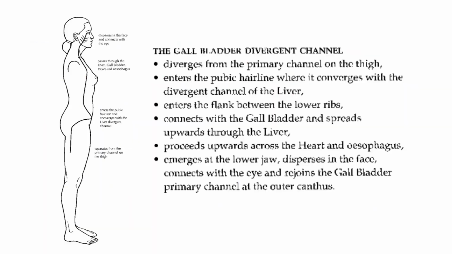To recap, the gallbladder divergent channel diverges from the primary channel on the thigh, enters the pubic hairline, where it converges with the divergent channel of the liver, enters the flank between the lower ribs, connects with the gallbladder and spreads upward through the liver, proceeds upward across the heart and esophagus, and emerges at the lower jaw, disperses in the face, connects with the eye, and rejoins the gallbladder primary channel at the outer canthus.